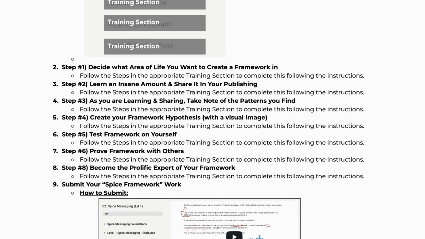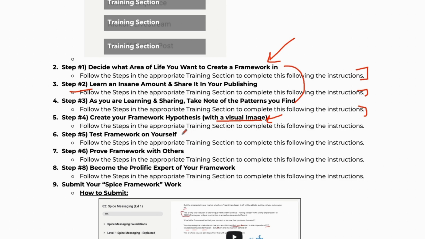You want to, number 1, decide what area of life you want to create a framework in. Step number 2, you're going to learn an insane amount and share all of that inside of your publishing. Step number 3 is that as you're learning and sharing, you're going to be taking notes of the patterns that you are finding. Again, remember, all of these specific instructions are located inside of the actual training. Step number 4 is you're going to create a framework hypothesis with a visual image. If you are not having some insight about what the framework is and what a spice looks like, that means that you need to make sure that you are completing the previous steps properly.